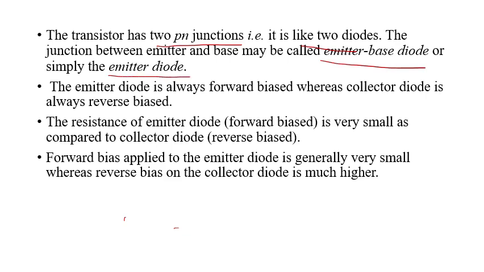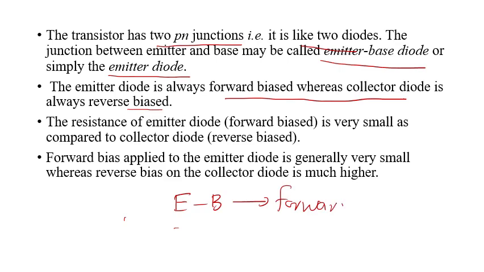For the proper operation of a transistor, the emitter diode, that is the junction between the emitter and the base, should always be forward biased, and the other diode, the collector diode, should always be reverse biased. So the emitter-to-base junction should always be forward biased, and the collector-to-base junction should always be reverse biased. This is mandatory for the proper operation of a transistor.